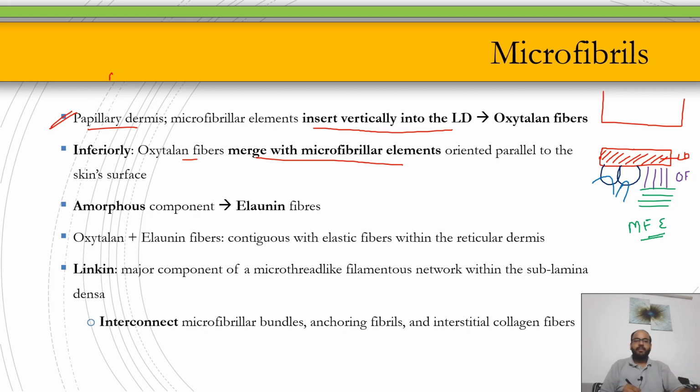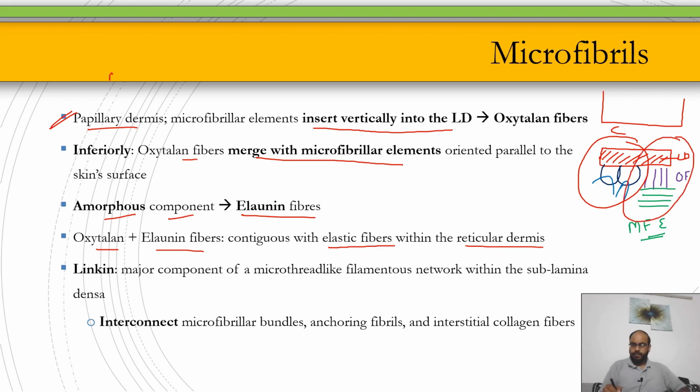Now, oxytalan fibers have a lot of amorphous component. Amorphous means those components which don't have a form. Okay, and these are labeled as elaunin fibers. Oxytalan and elaunin fibers are contiguous or in continuation with the elastic fibers within the reticular dermis. So, the most abundant protein in dermis is collagen, followed by elastin. So now we have attachment to collagen via anchoring fibrils, and attachment to elastin via oxytalan and elaunin fibers. So that is how the bond is strengthened between epidermis and dermis.